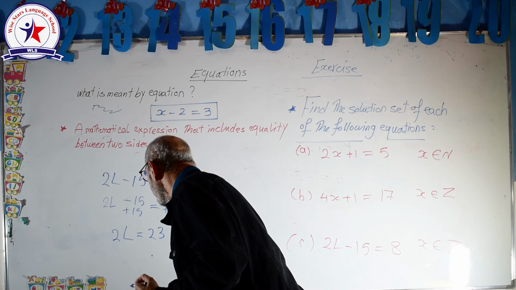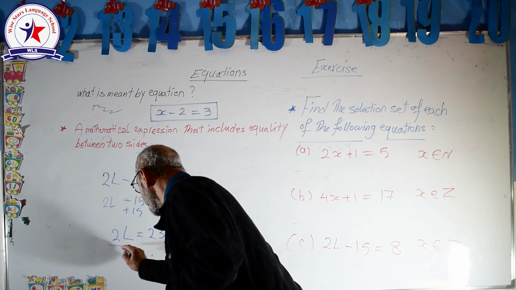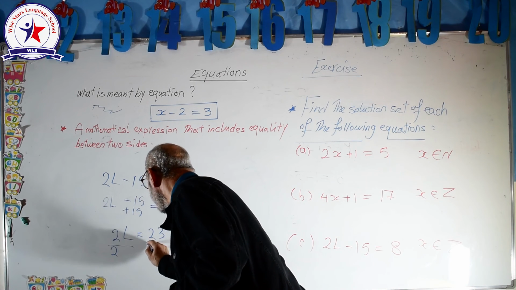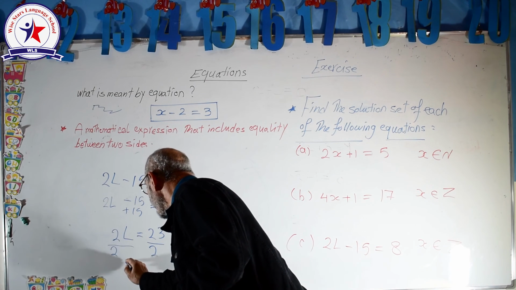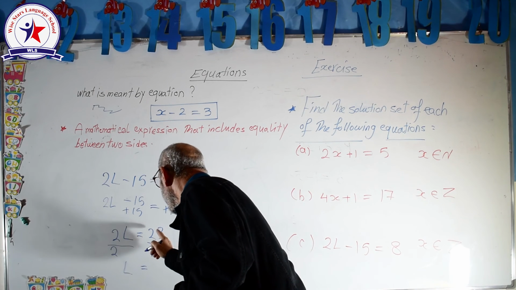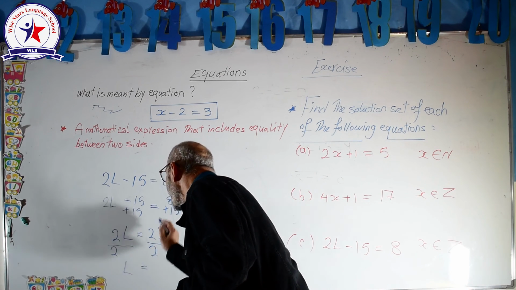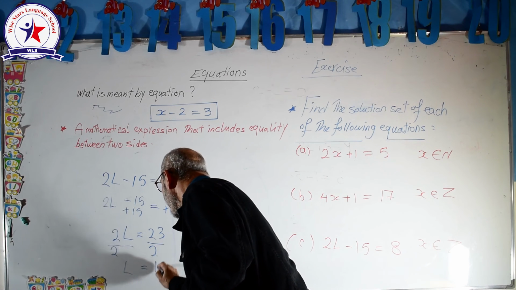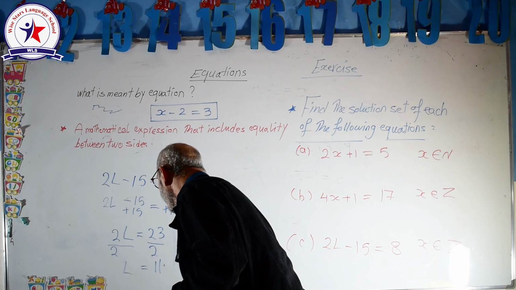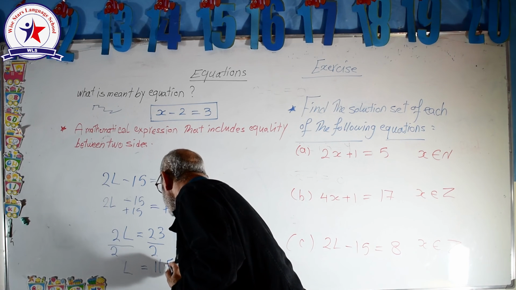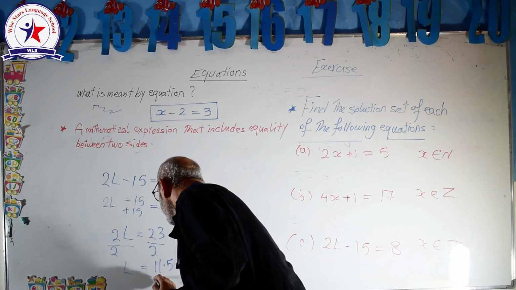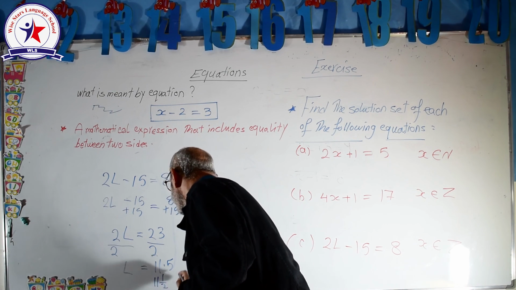What is the next step? What do you think? Yes, we divide both sides by 2. Now x equals 23 over 2. Otherwise, who can tell me? 22 over 2 is 11, remainder 1. 1 over 2 means 0.5, or 11 and a half.